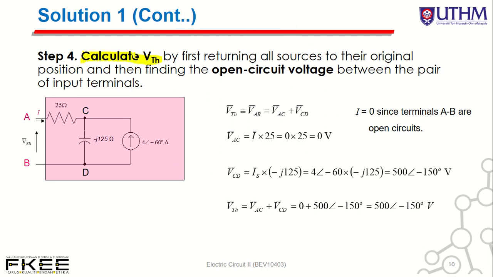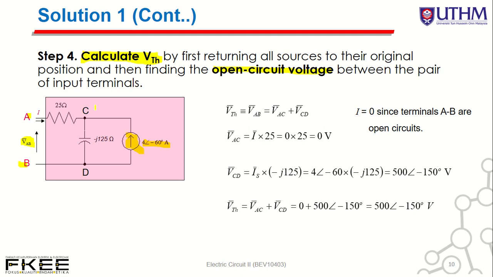After you got ZTH, then you need to calculate VTH, the voltage Thevenin. First, return all the sources. You need to connect them back to the circuit in their original positions. Let's say in this circuit we have a current source. Then find the open circuit voltage between the pair of input terminals, which means you need to determine the voltage at terminals A and B.